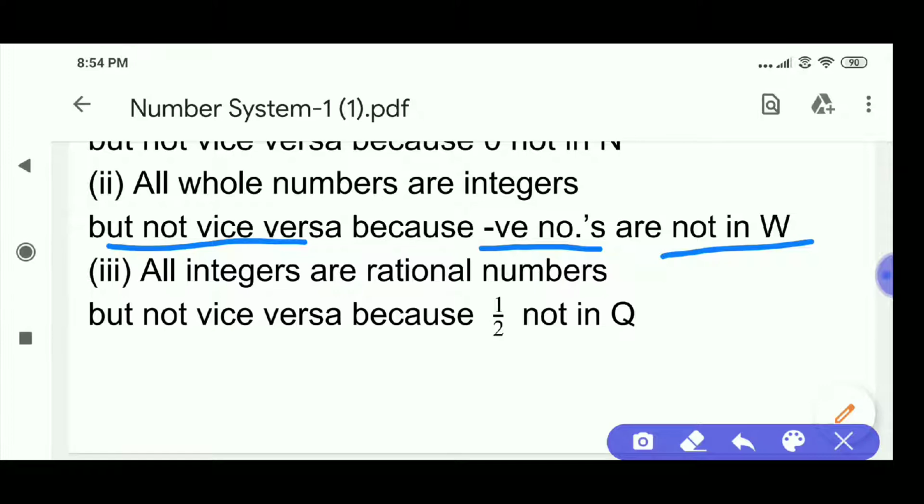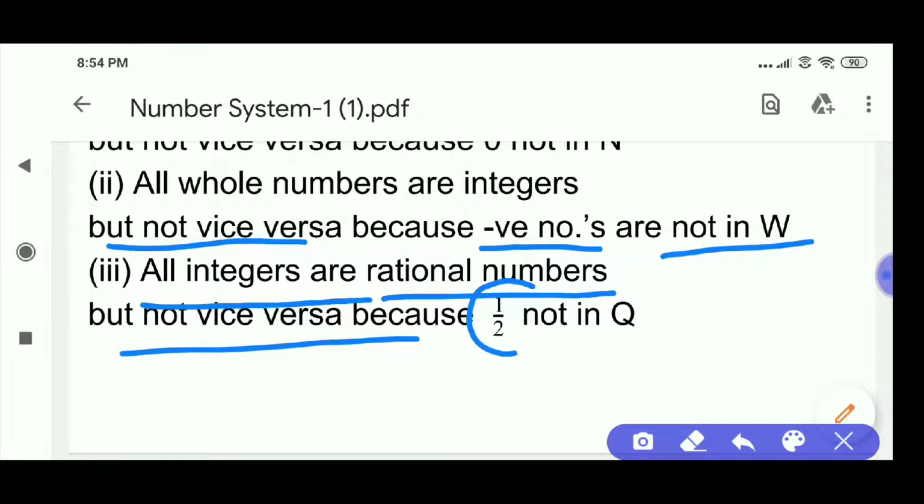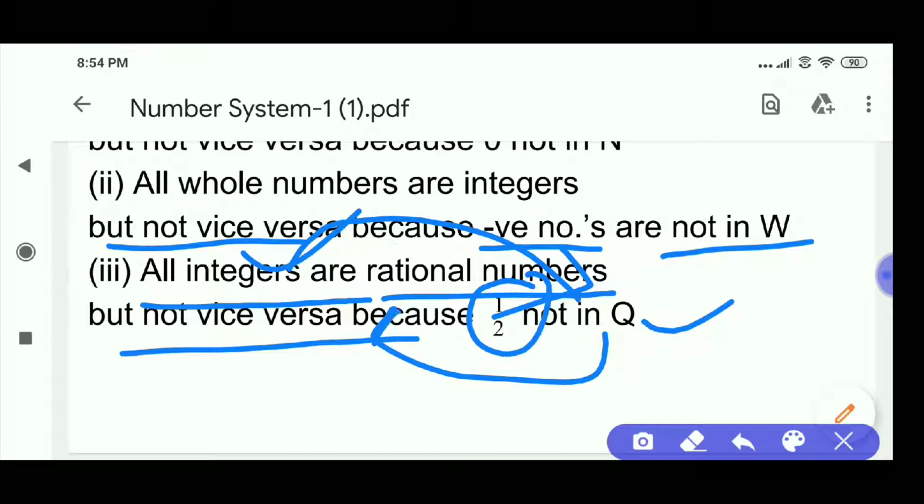Similarly, all integers are rational numbers, but not vice versa, because 1 by 2 is a rational number, but it is not an integer. So we can say all integers are rational numbers, but all rational numbers are not integers.